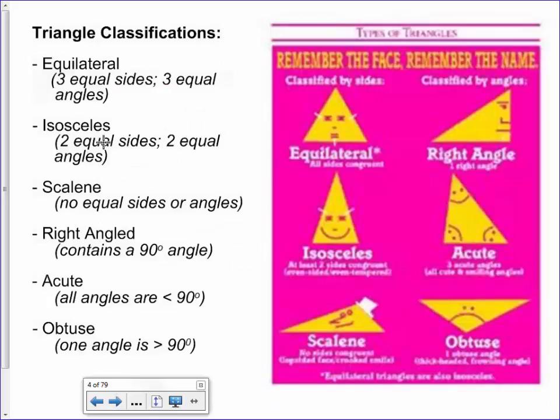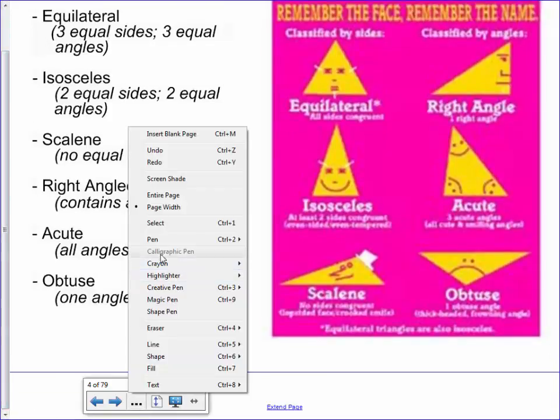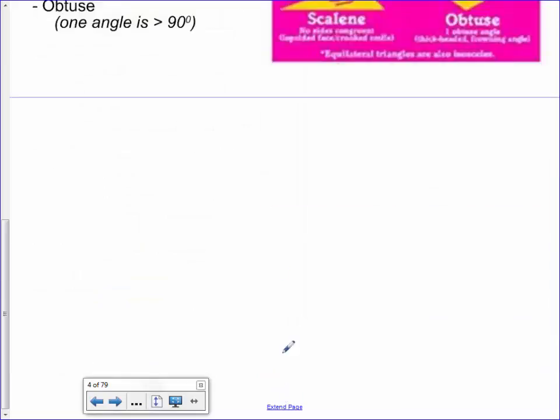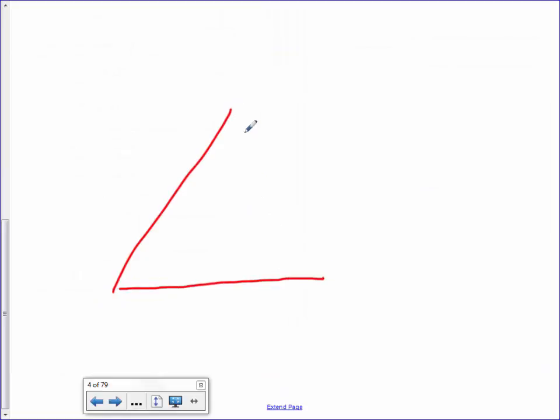Basically, isosceles means that two sides are the same, so therefore two angles are the same. If I were to draw an isosceles triangle, it might look something like this, where this angle right here is, I don't know, 70 degrees, and this angle right here is also 70 degrees. The third angle then is going to need to be 40.